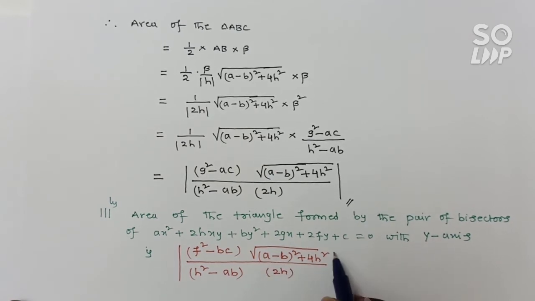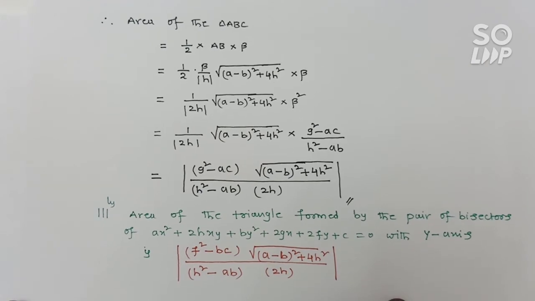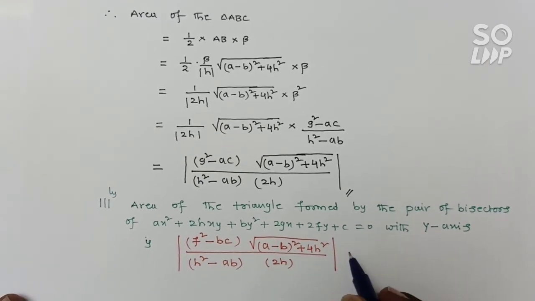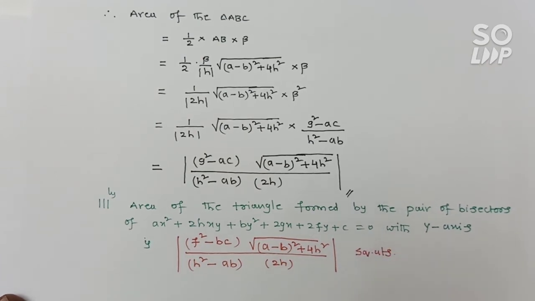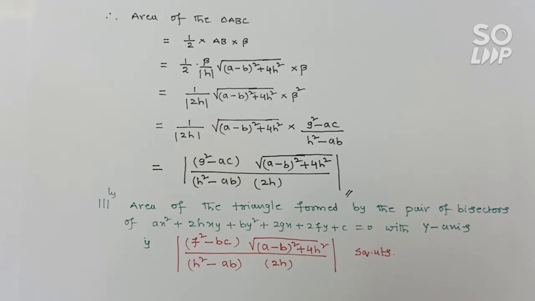So why are you taking the modulus here? Because area will always be positive. This is in square units, right? So this is the required area. These are very important concepts from an advanced point of view. So please everyone try to understand the solving method to find the area of the triangle formed by the pair of bisectors with the coordinate axes. The first one is with the x-axis and the second one is with the y-axis. Okay, now you see the next concept.